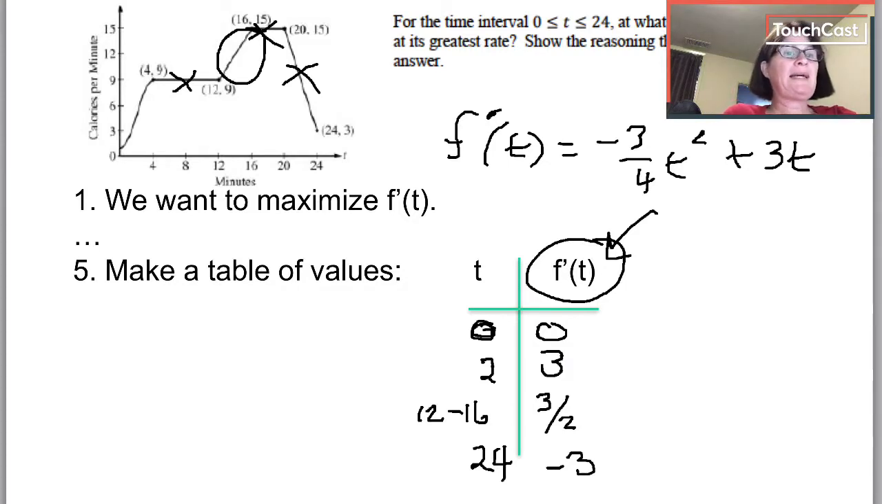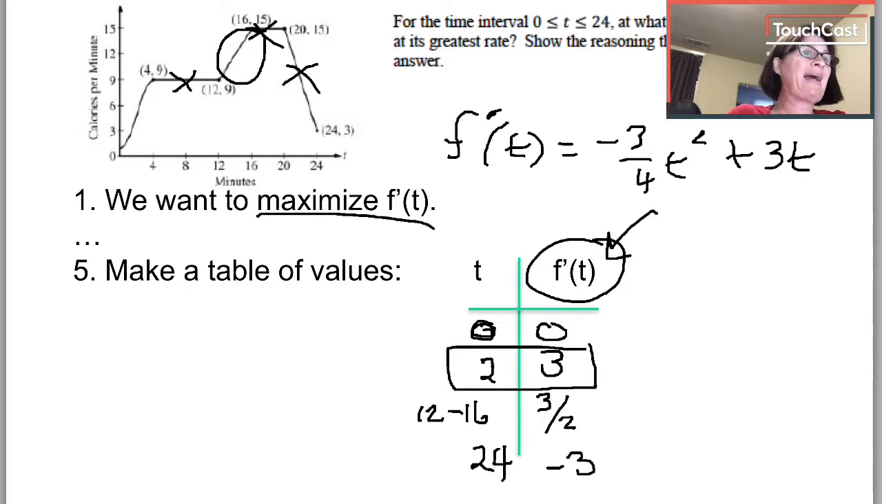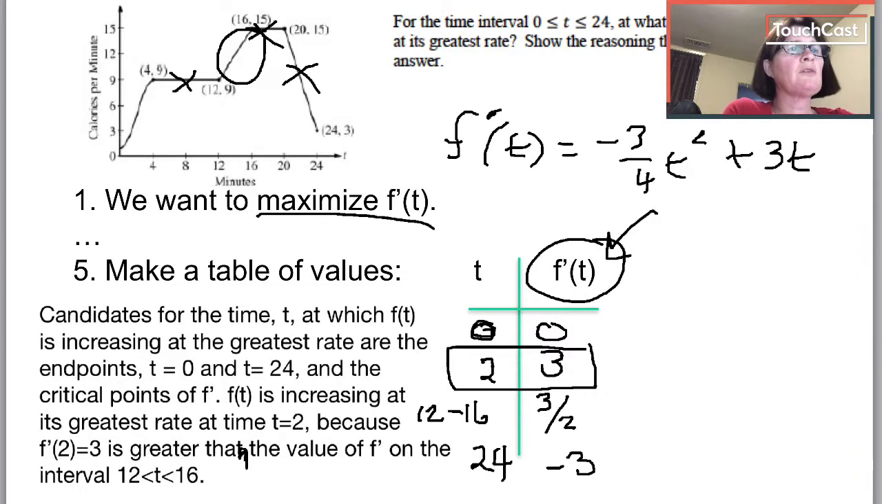All right, so from my list, I can see that I wanted to maximize f prime, so I made a table of values. Time 2 gives me my maximum f prime. So now I'm going to write up my answer the way I would on the AP test. So here's what I wrote.